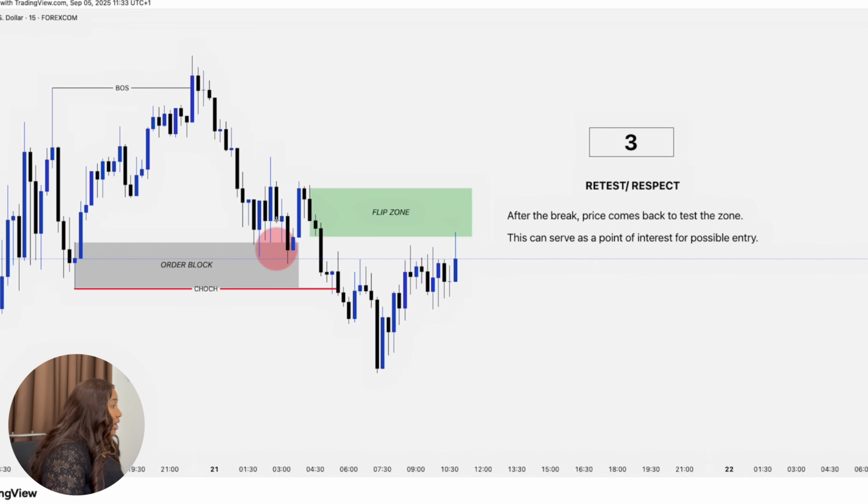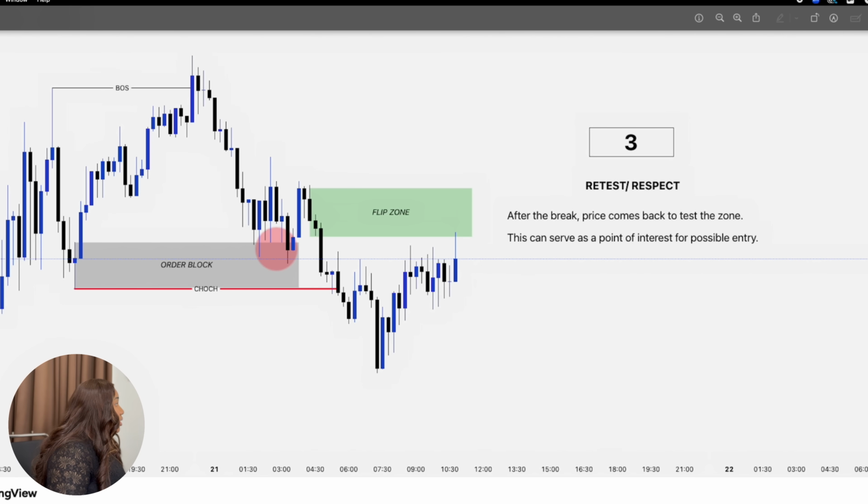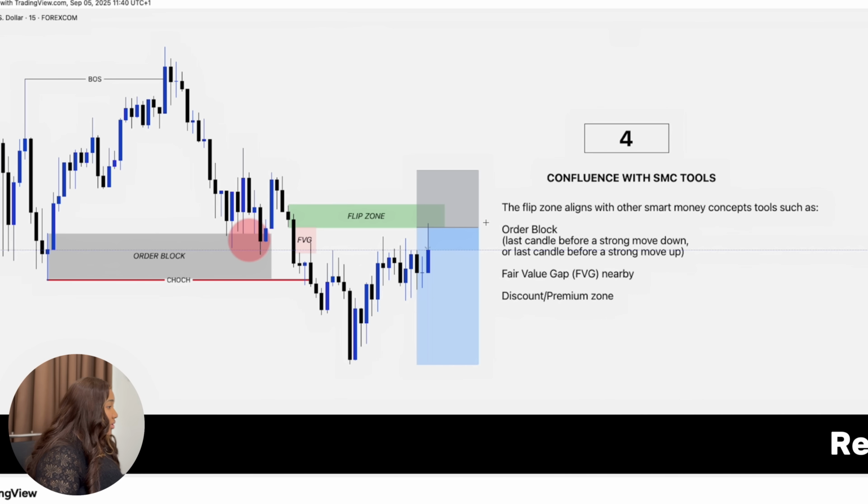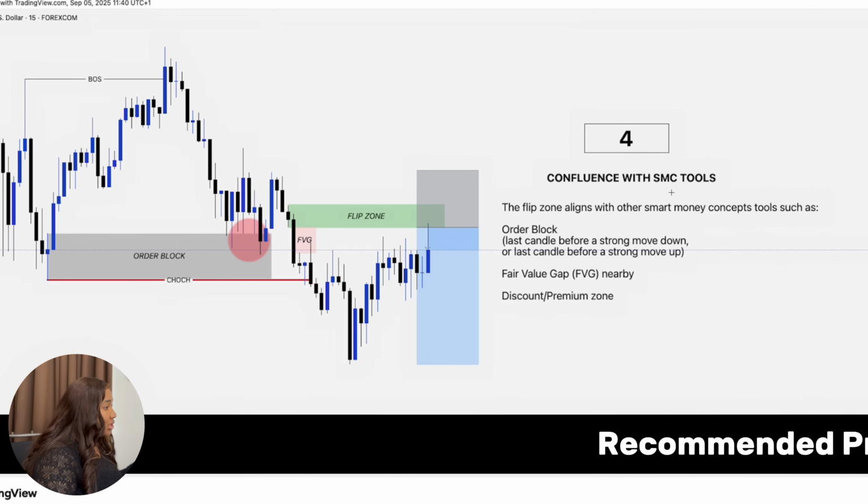I'll also show you guys how to specifically map out the point that is the flip zone, just like how we do for that of order block. So let me show you. Keep in mind that when mapping out your flip zone, it still follows our SMC rules. So the confluences with SMC tools.